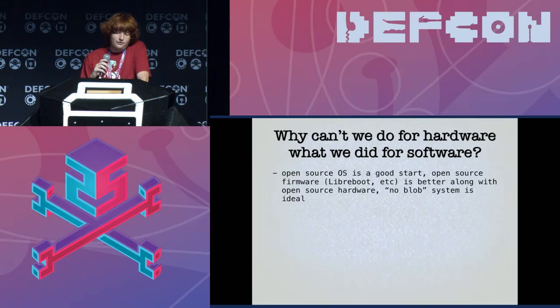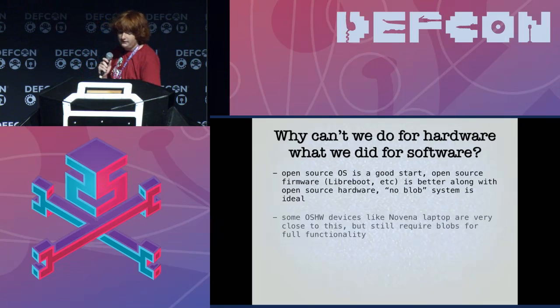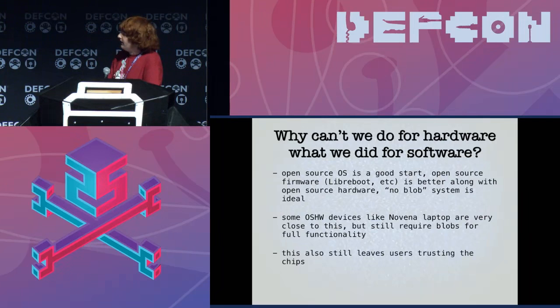So, of course, when you start looking up open source hardware, you're going to see LibreBoot. You're going to see stuff like the Novena Hacker laptop, which are very cool. But a lot of these systems still require blobs. So these are pre-compiled pieces of code that you can't inspect. They're basically closed source software that run on the system. And of course, all these platforms still require you to use closed source silicon. So you don't know what's under that little plastic package still. As I said, this still leaves the users trusting the chips.